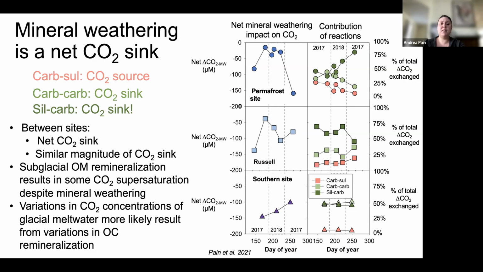So what this suggests is that subglacial organic matter remineralization results in some CO2 supersaturation, and that's despite mineral weathering. So particularly at this permafrost site, even though mineral weathering is occurring and consuming CO2, we have enough organic matter remineralization occurring that we still measure supersaturated CO2 when that water eventually discharges from the glacier. And so what we can take from this is that variations in CO2 concentrations of the glacial meltwater more likely result from variations in subglacial organic matter remineralization than they do from variations in mineral weathering.